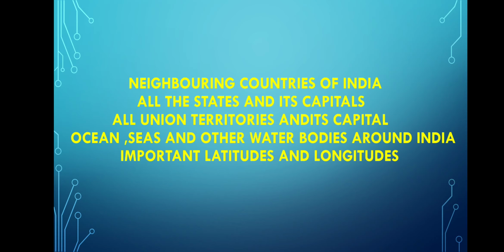As the southern part of India is called peninsular India, you know it is surrounded by water on three sides, two seas and one ocean, that is the Arabian Sea, Bay of Bengal and Indian Ocean. A few of the water bodies around it we have to practice, and the important latitudes and longitudes, the latitudinal and longitudinal extent, as well as the Tropic of Cancer and the Indian Standard Meridian. So these things you have to practice from the chapter.